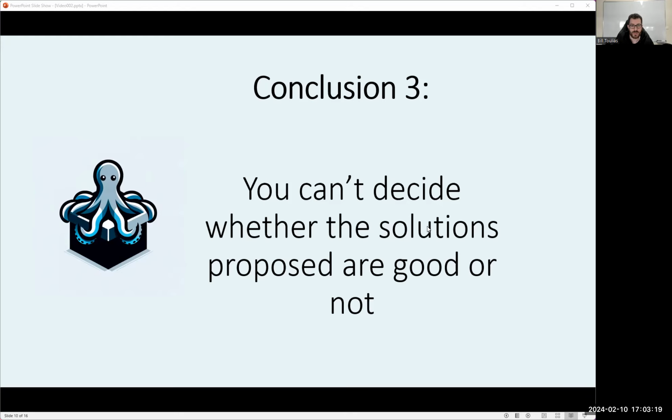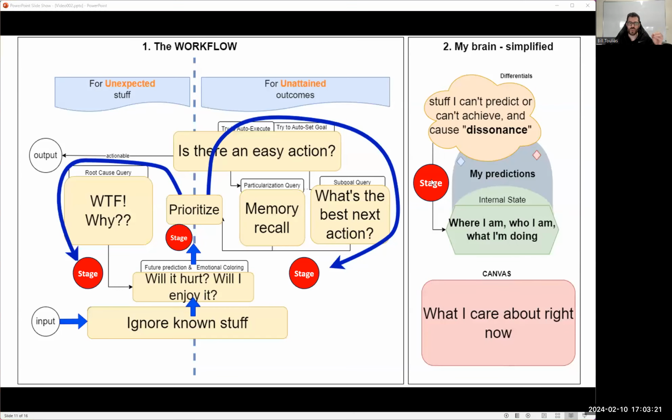But in short, you take the solution that landed on stage, you combine it with everything else that you have in short-term memory, your internal state, and you ask, does it solve the problem? Meaning, does it make the unexpected expected? Does it make the unattainable attainable? If the answer is probably yes, then you just accept it.